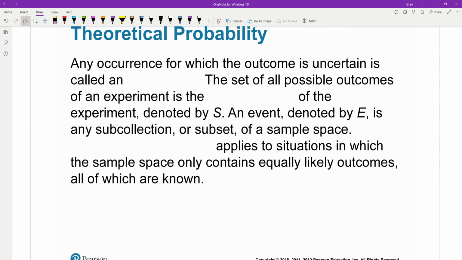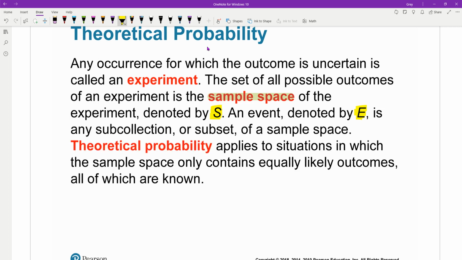The next one we have is theoretical probability. When you have an occurrence for which the outcome is uncertain, it's called an experiment. The set of all possible outcomes of an experiment is the sample space of that experiment, and it is often denoted with the letter S. Any event in the sample space is E. Theoretical probability applies to those situations where you have equally likely outcomes, all of which are known.